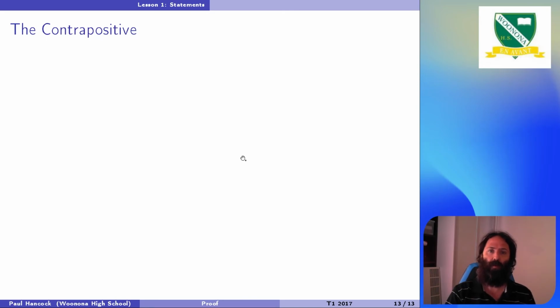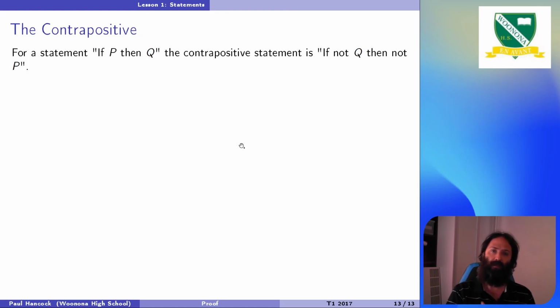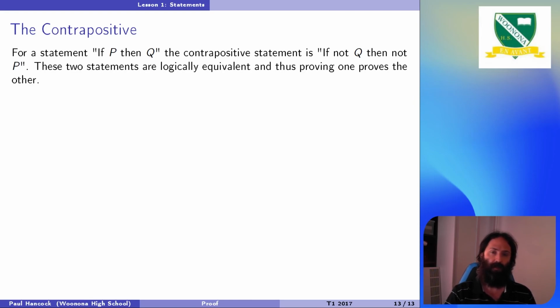Okay, a critically important idea for proof is called the contrapositive. So we've talked about a statement and its converse, if P then Q, and the converse is if Q then P, and we've said they don't necessarily have the same logical value. The contrapositive of a statement will have the same logical value. So if we have a statement if P then Q, the contrapositive is if not Q, then not P. Okay, and these two statements are logically equivalent.